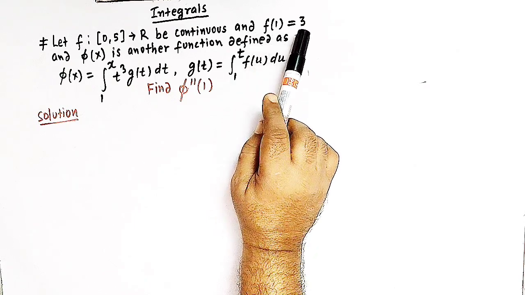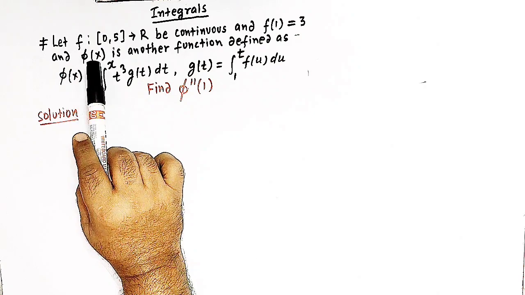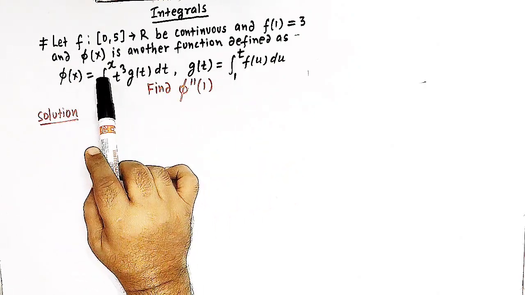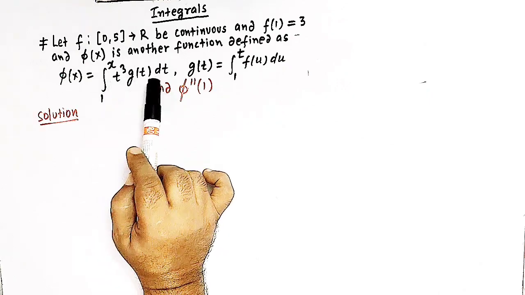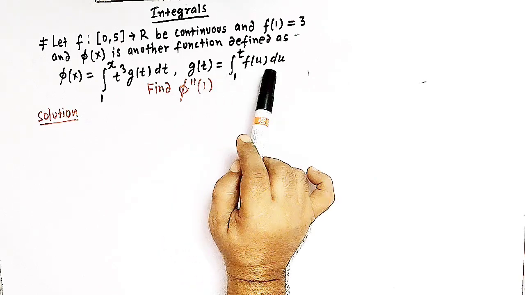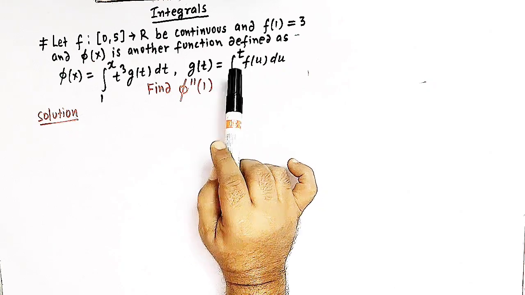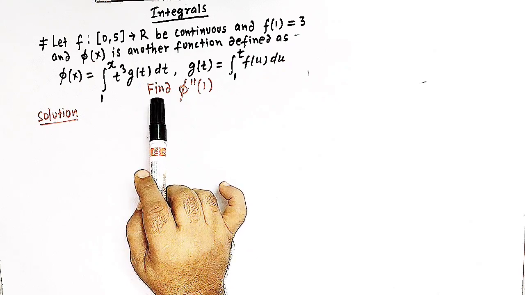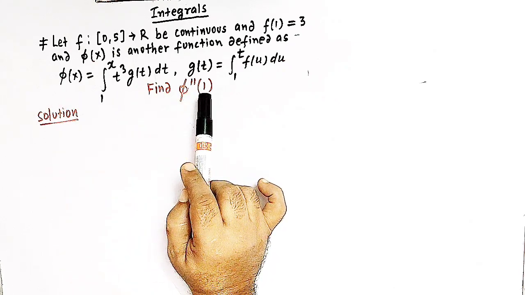and we are given another function phi of x, which is defined as phi of x is equal to integral 1 to x t cube g of t dt, where g of t is defined by this expression, that is g of t is equal to integral 1 to t f of u du. Then we have to find out the value of phi double prime of 1.